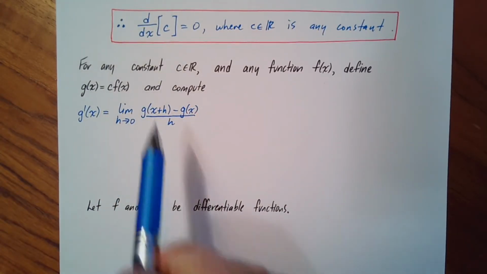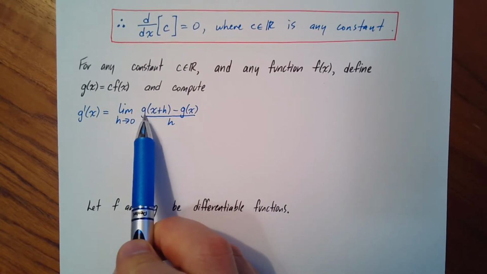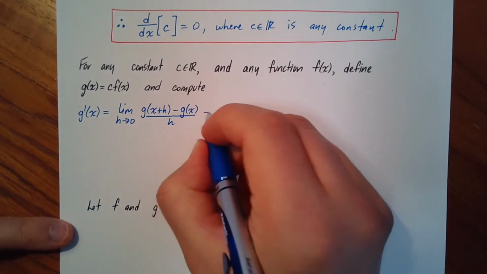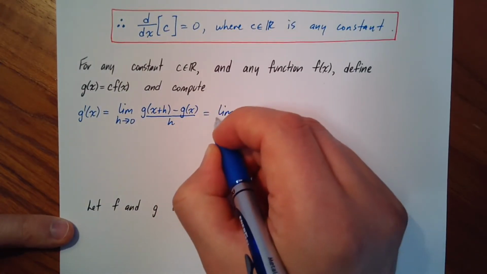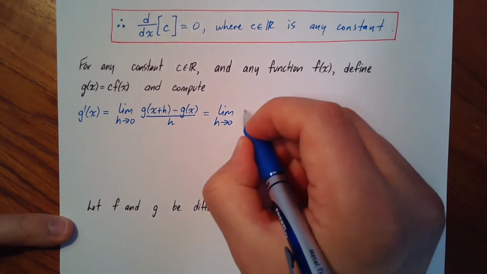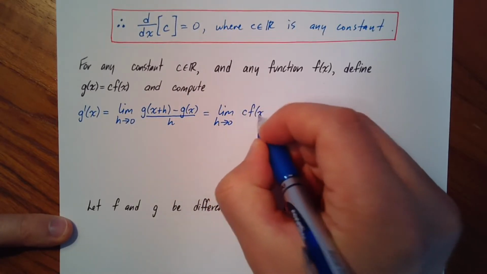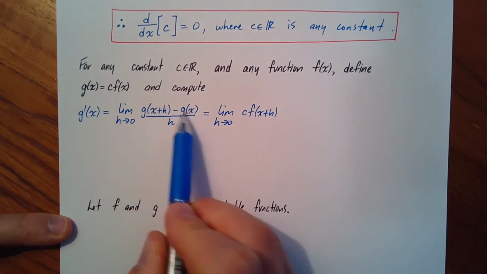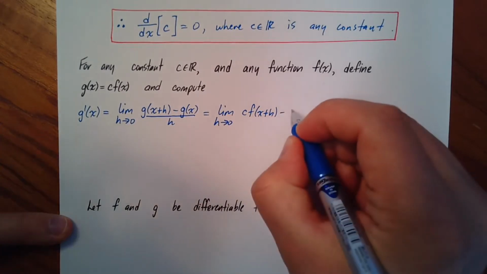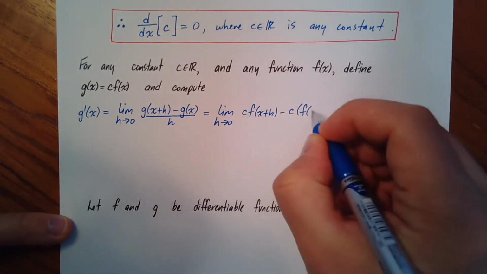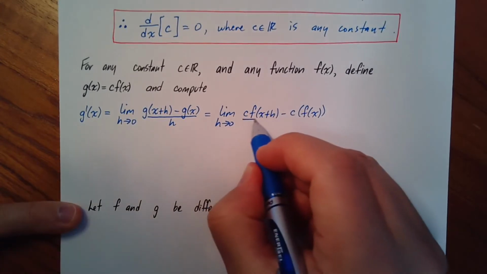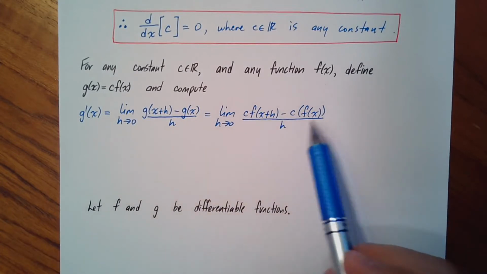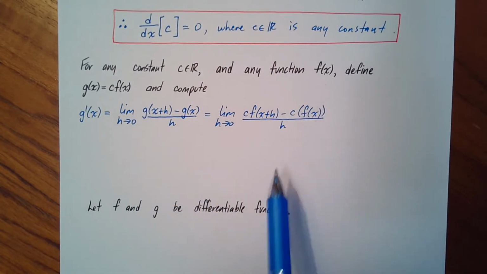Okay, and then now we're going to actually apply what g does. What does g do to an input value x? Well, it plugs that input value into f and then multiplies the result by c. So we're going to get the limit as h goes to 0 of c times f of x plus h. That's the g of x plus h. And then the g of x is just going to be c times f of x, so minus c times f of x. I have an extra pair of brackets there. It's not really necessary, but I don't need to bother erasing them.